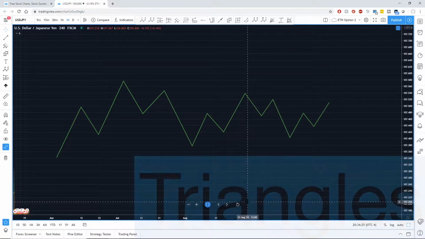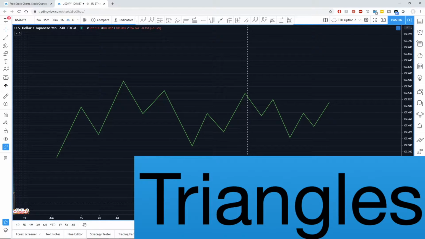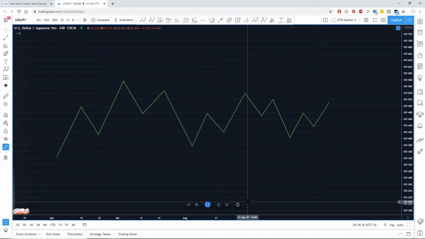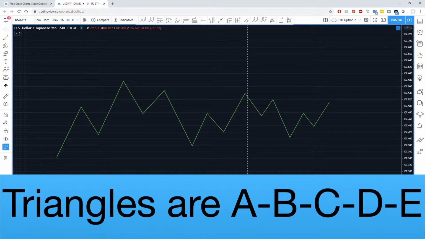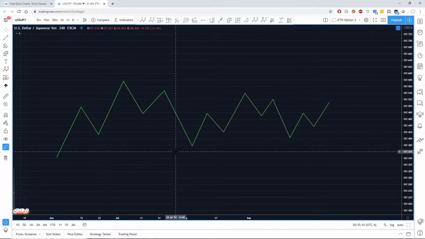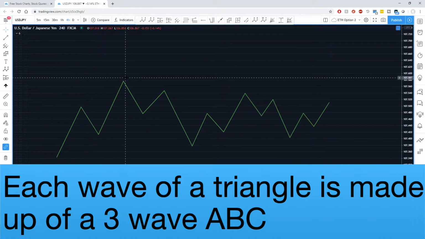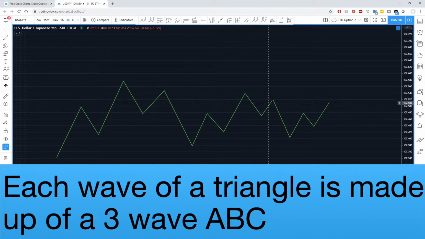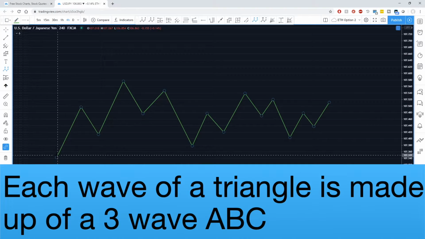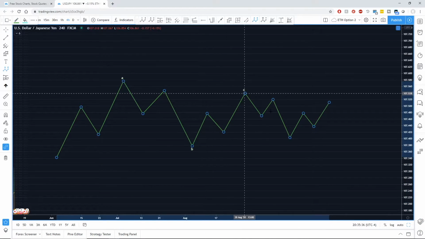And finally, we have triangles. Now, I know I was just telling you that all simple corrections are ABCs. Well, triangles break that rule. They're actually labeled A, B, C, D, E, as they have 5 waves. And actually, if you remember diagonals from our motive wave section, triangles are very similar. However, diagonals were labeled with numbers, triangles are used in corrections, and they're therefore labeled with letters. Each of the letters A through E have 3 waves in them. So as you can see, ABC, ABC, ABC, ABC, ABC. And if we're going to label this triangle, it's A, B, C, D, E.